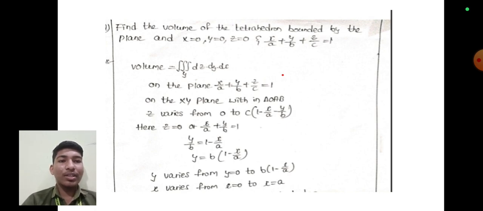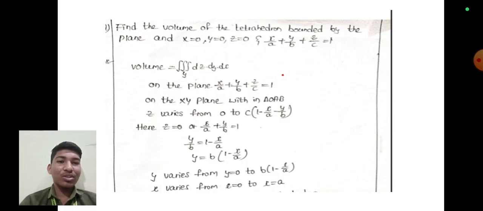On the xy plane within triangle OAB, z varies from 0 to c into 1 minus x by a minus y by b. Here, from x by a plus y by b plus z by c equal to 1, take x by a plus y by b outside, that is z by c equals 1 minus x by a minus y by b.